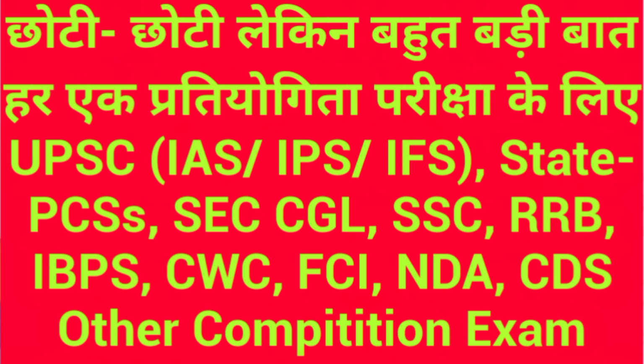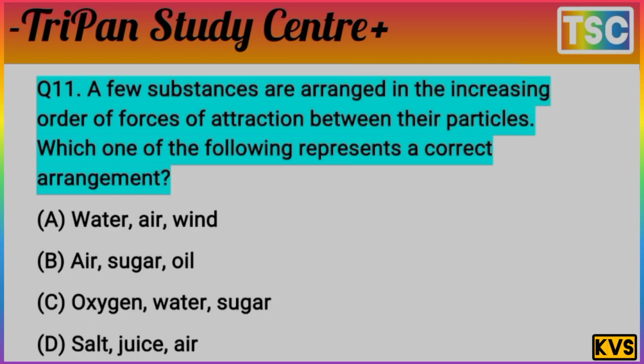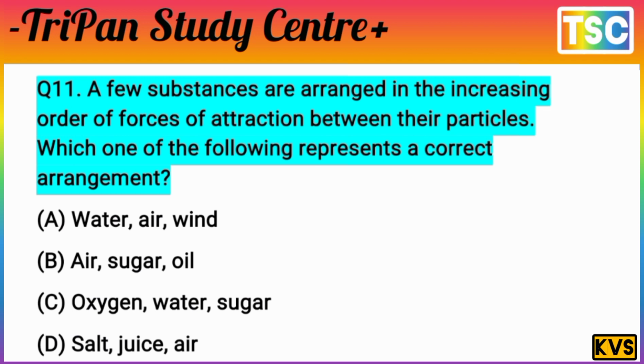The question here: a few substances are arranged in the increasing order of the forces of attraction between their particles. Which one of the following represents a correct arrangement? You know, this question is very interesting.